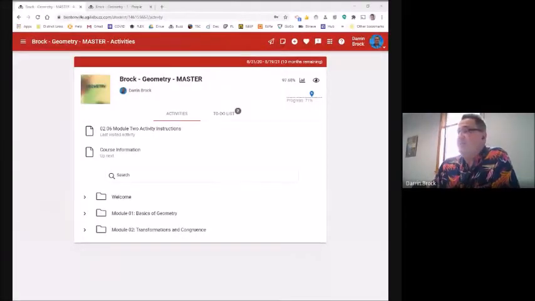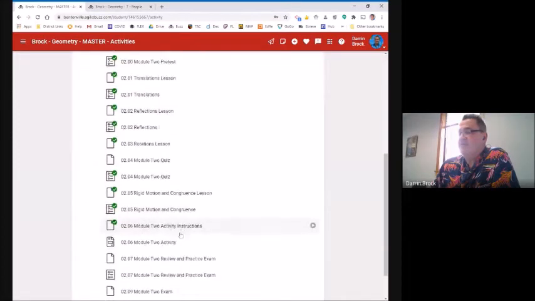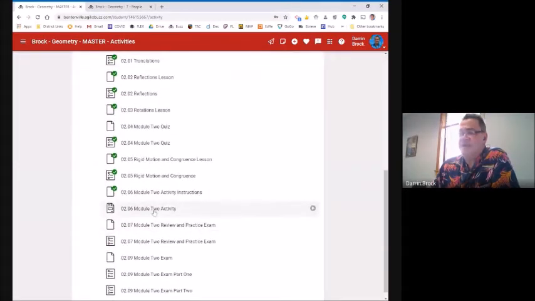So I'm pulling up the geometry course right here on the screen. I need to look at 2.06 to see what's expected, right? So I go down here, and at 2.06, here's the instruction. This is where you turn it in. When I go to activities, there's nothing there but the plus sign where you can submit a picture of your activity. But let's go to the instructions.